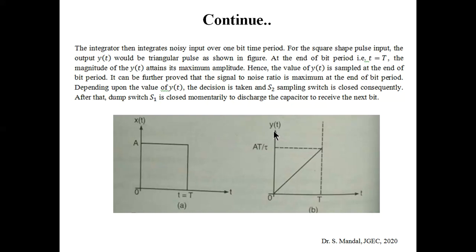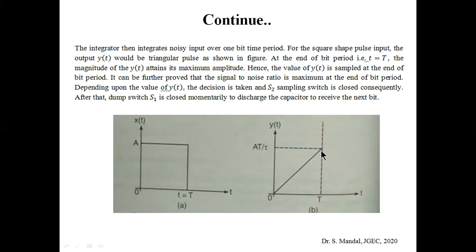Okay, that means tau equal to RC. Now it is quite clear that at the end of the bit duration capital T, we attain maximum voltage. We want to get this maximum voltage at the output end. So at that point, that means at the end of the bit duration t equal to capital T, the H2 sampling switch is closed momentarily or temporarily. Whenever the H2 switch is closed, that is called the sampling switch.